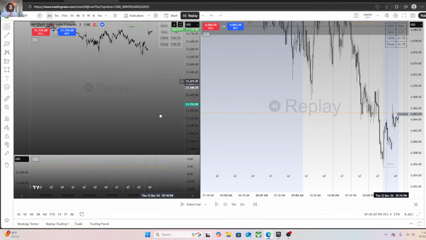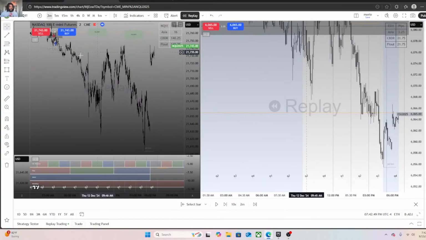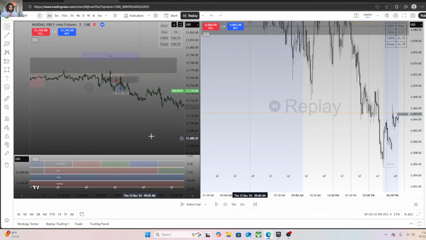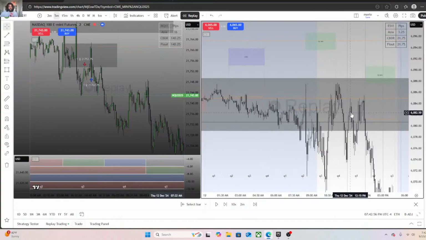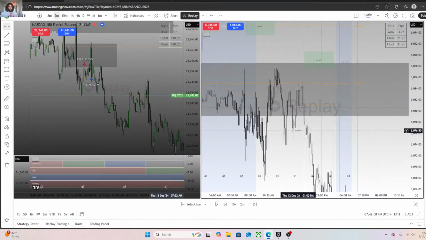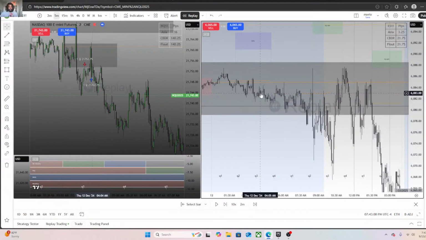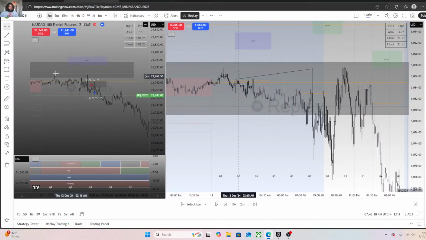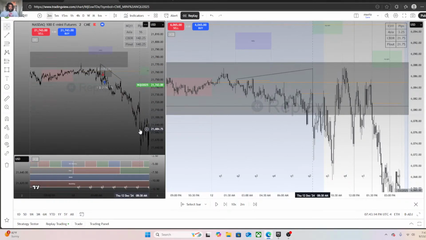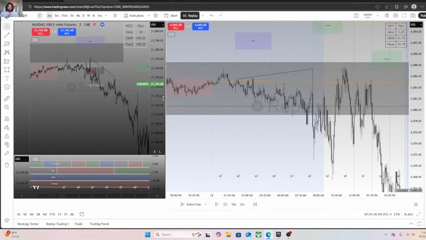Okay, so if that entry would have held, I would have been good all day. But I lost. The PD array held, but I got wicked out. Was it SMT somewhere? Yep, SMT right here. Took out London highs on ES. We did not on NQ. That's where I messed up at for this trade.